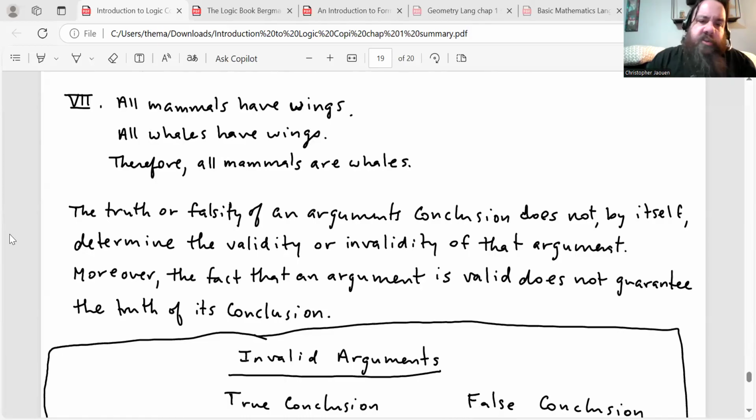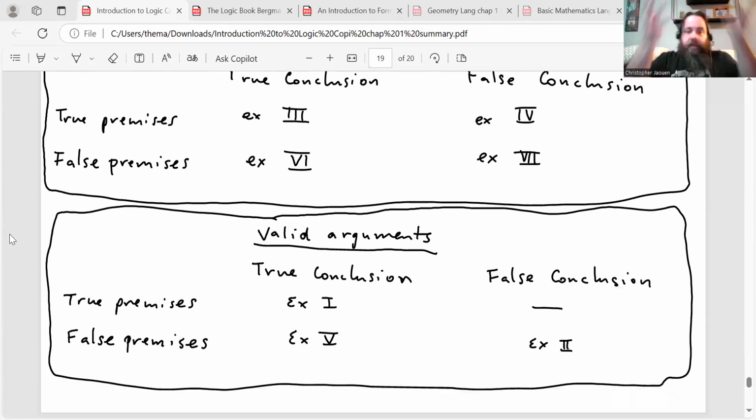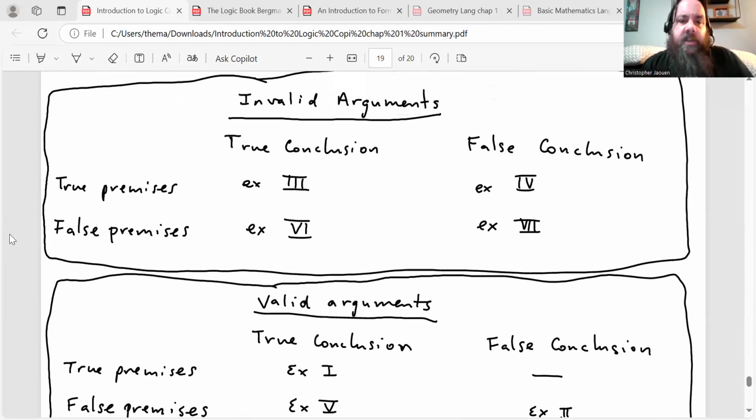All right. The truth or falsity of an argument's conclusion does not by itself determine the validity or invalidity of that argument. Moreover, the fact that an argument is valid does not guarantee the truth of its conclusion. So from the examples above, notice that some of them have true premises, some have false premises, some have true conclusions or false conclusions, some are invalid, and some are valid. The invalid arguments here are 3, 6, 4, and 7.